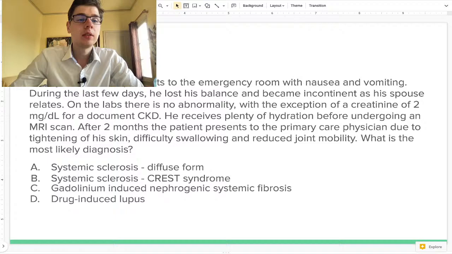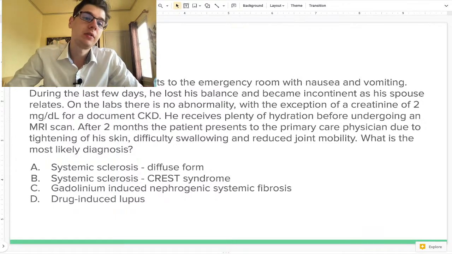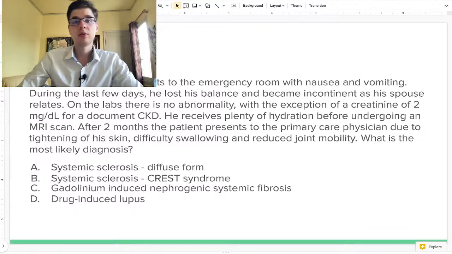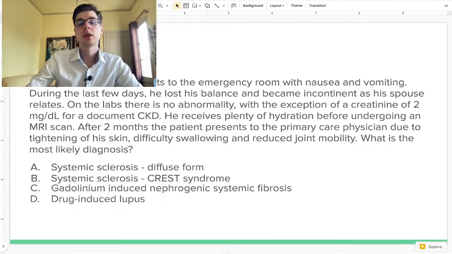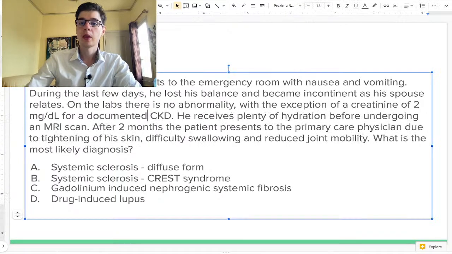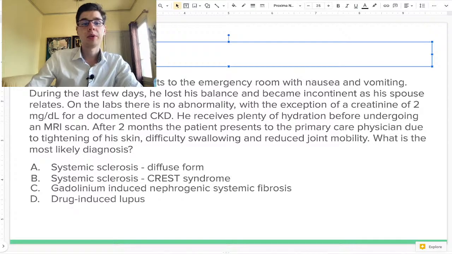So, the first vignette is about a 65-year-old male. He presents to the emergency room with nausea and vomiting. During the last few days, he lost his balance and became incontinent, as his spouse relates. On the labs, there is no abnormality, with the exception of a creatinine of 2 mg per deciliter for a documented chronic kidney disease. He receives plenty of hydration before undergoing an MRI scan.